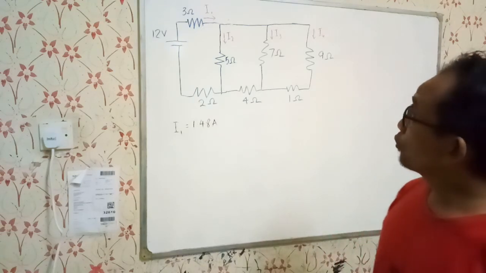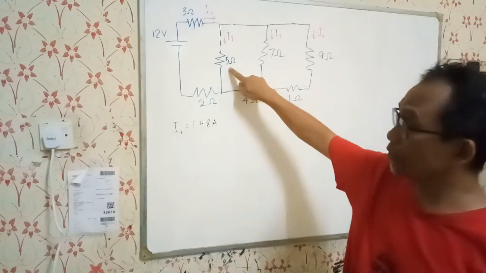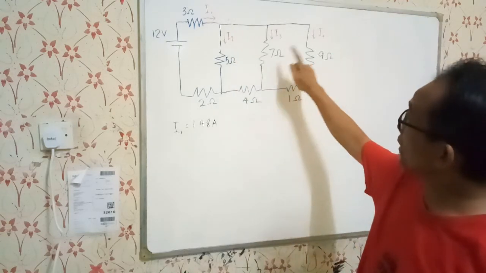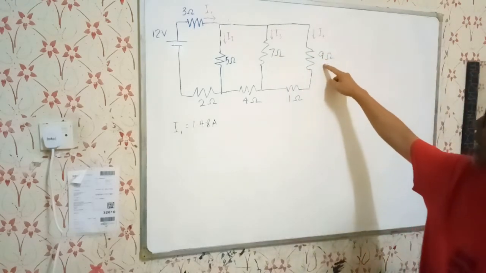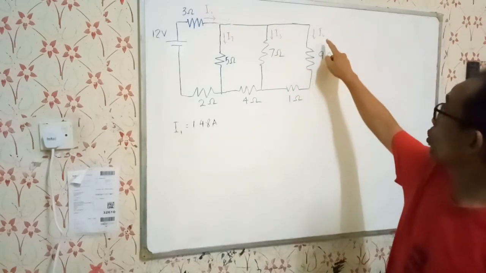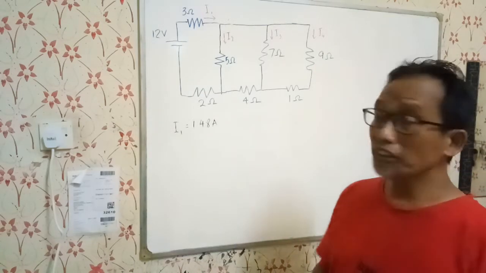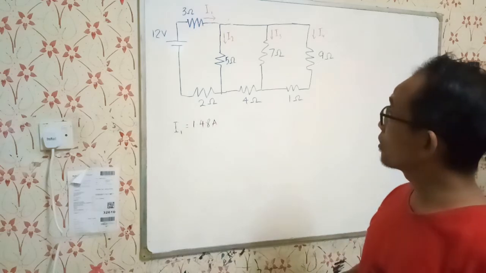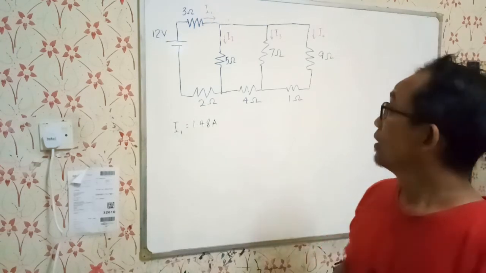Now we want to find the rest of the currents: the current that flows through the 5 ohm resistor, I2, the current that flows through the 7 ohm resistor, I3, and the current that flows through the 9 and 1 ohm resistors, I4. So how to do that? We have to apply Kirchhoff's laws. Kirchhoff's laws, there are two: the junction rule and the loop rule.